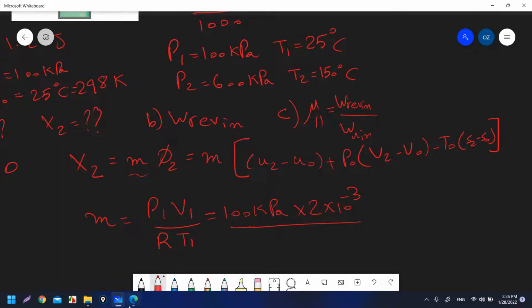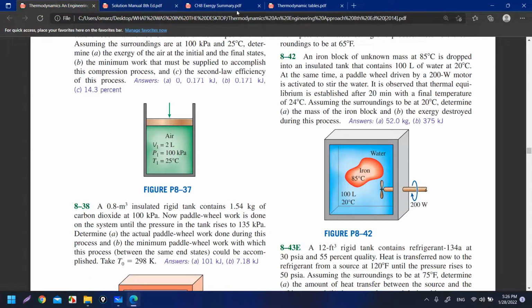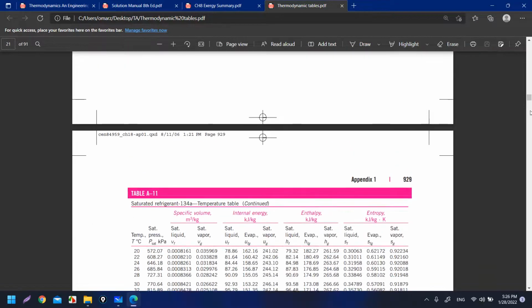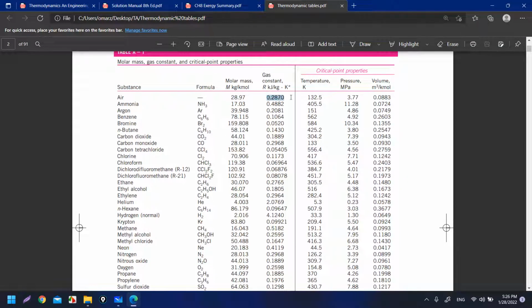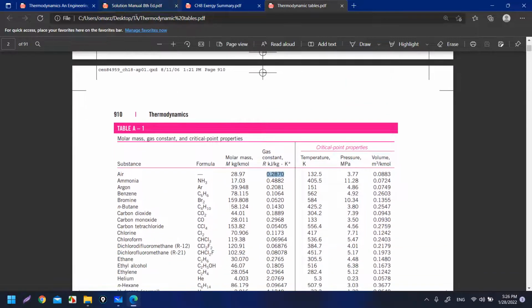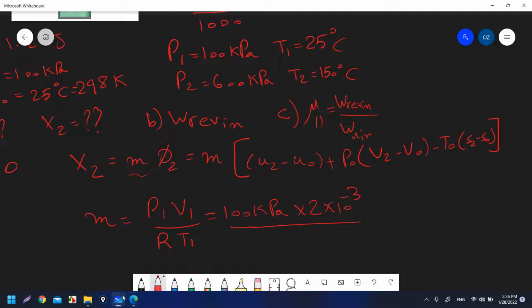Or you find the ideal gas constant from the thermodynamics table A1. For air, it is 0.287, table A1. Okay, 0.287. T1 is 298, you have to put it in Kelvin. The answer will be 2.338 times 10 to the power negative 3 kilogram.